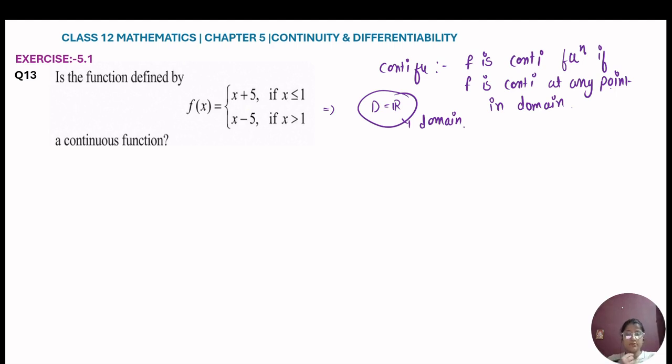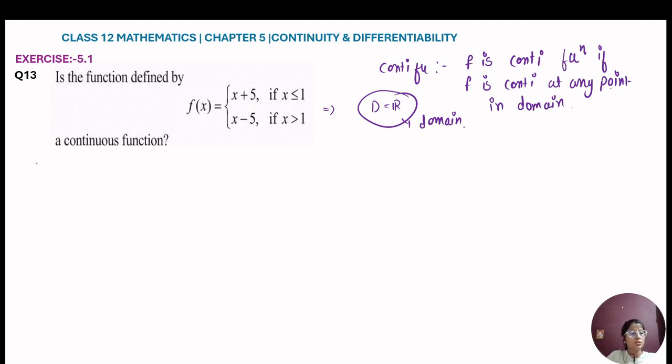Now, if I want to give you some hints: for x less than 1, it is a polynomial function. For x greater than 1, it is also a polynomial function. And we know that polynomial functions are always continuous. So for x less than 1, it is continuous, and for x greater than 1, it is continuous. Now look at x equals 1. This is the point where we have to do the calculations.